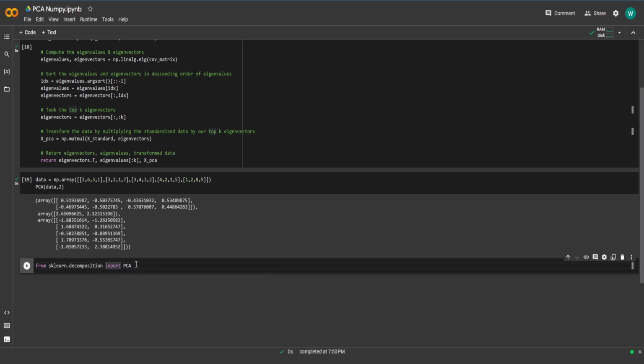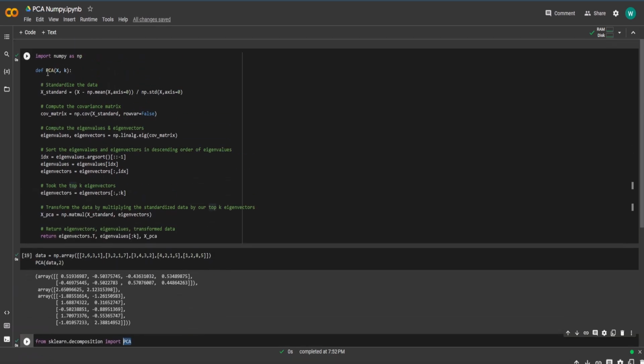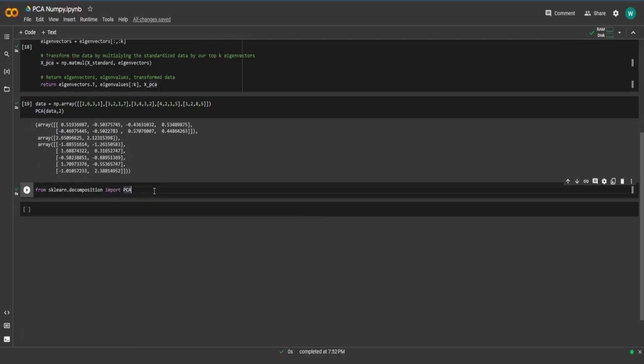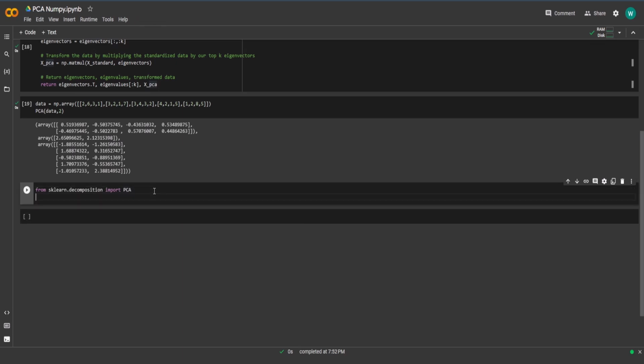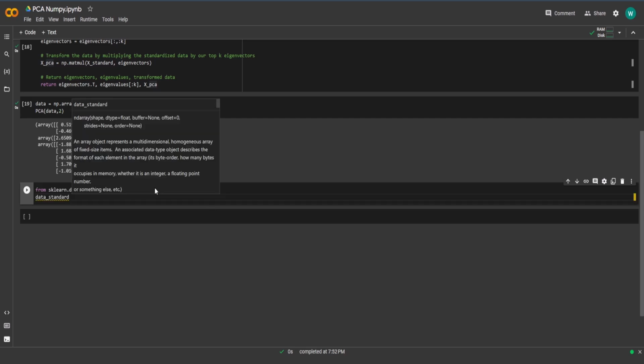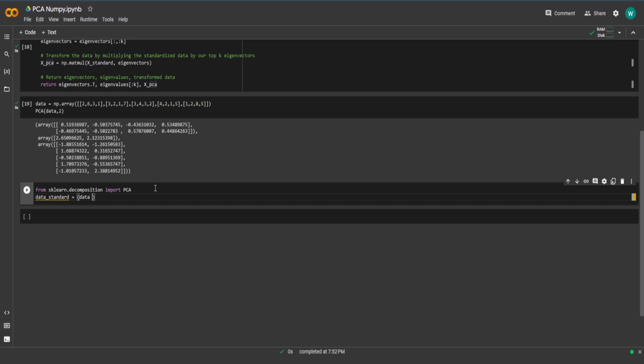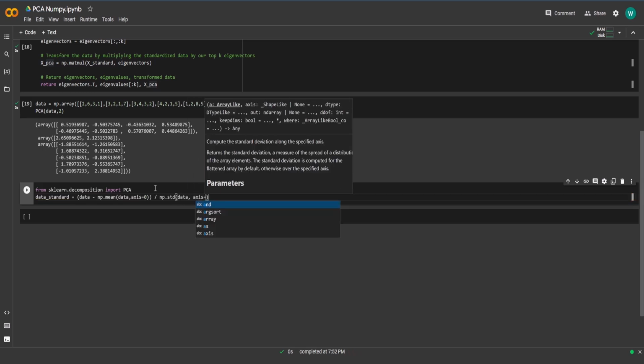Okay, I just want to make a note that if you import it like this, then this PCA over here is going to rewrite our PCA function. So I just want to make sure we're aware of that. Also, PCA doesn't standardize our data for us. So we're just going to do it ourselves, and that's not too bad. It's just a one-liner: subtract the mean, and divide by numpy.std of data with axis equals 0.